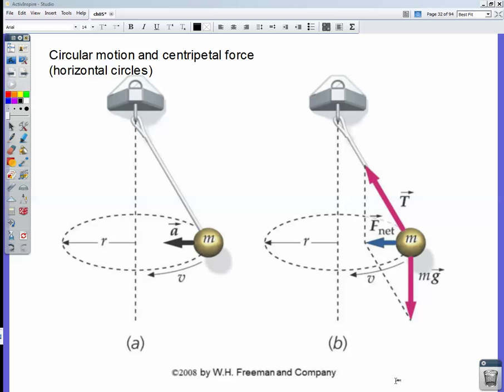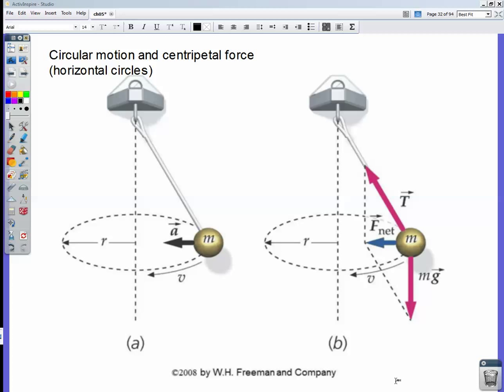Welcome. In this lecture, we're going to talk about circular motion and centripetal force. We're really revisiting circular motion from a previous chapter, and we're going to look at it from the lens of forces. And for this one, we're only going to talk about things moving in a horizontal circle. We're going to get to vertical circles later on.